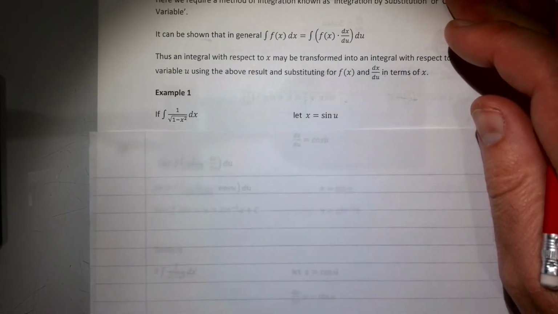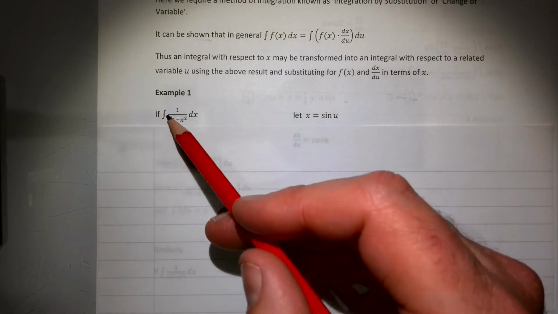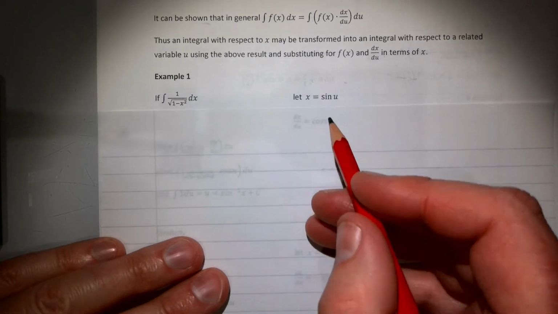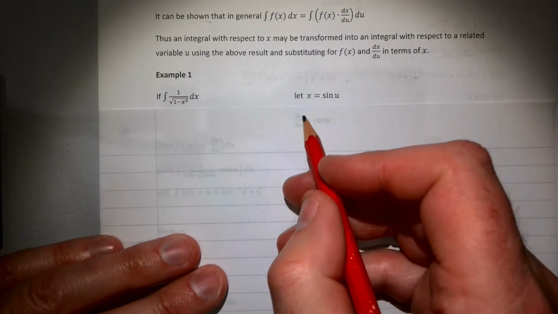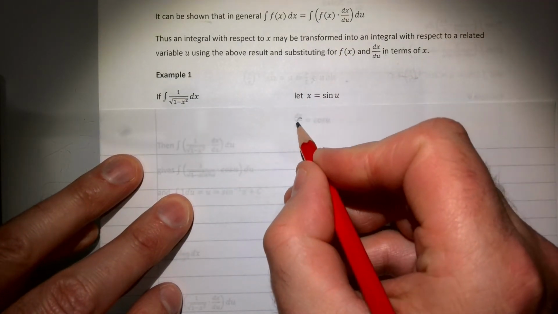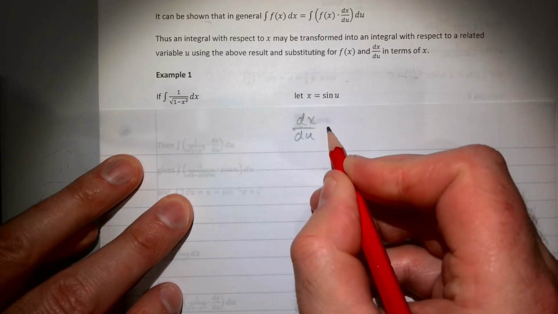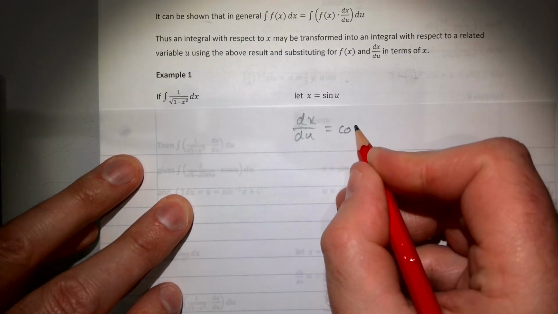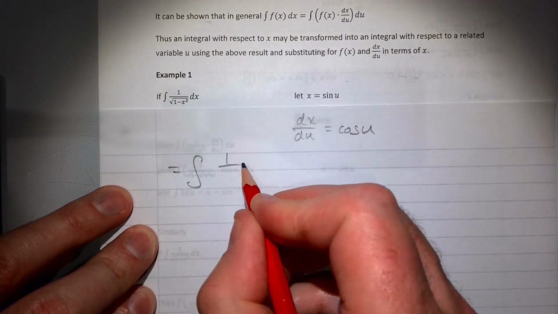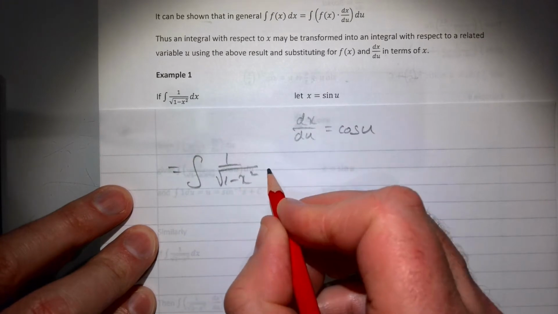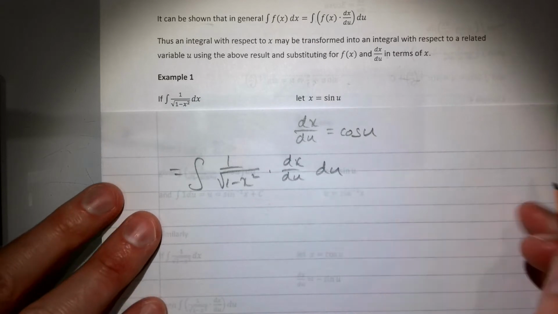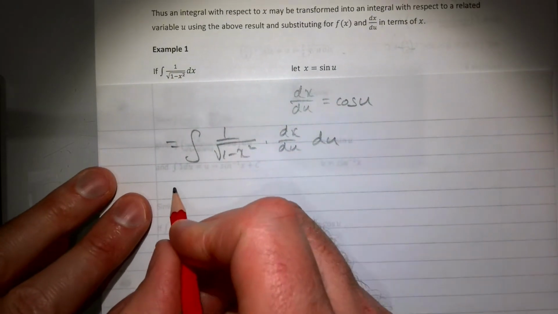Looking at example 1, we're trying to integrate 1 over the square root of 1 minus x squared. Never in your wildest dreams, if you didn't know what you were doing, would you let x equal sine u, but that's what we're going to do here. We need to find dx by du, so differentiating this, dx by du gives us cos u. So we would rewrite this as the integral of 1 over the square root of 1 minus x squared, times dx by du. We want to change everything around when we can.